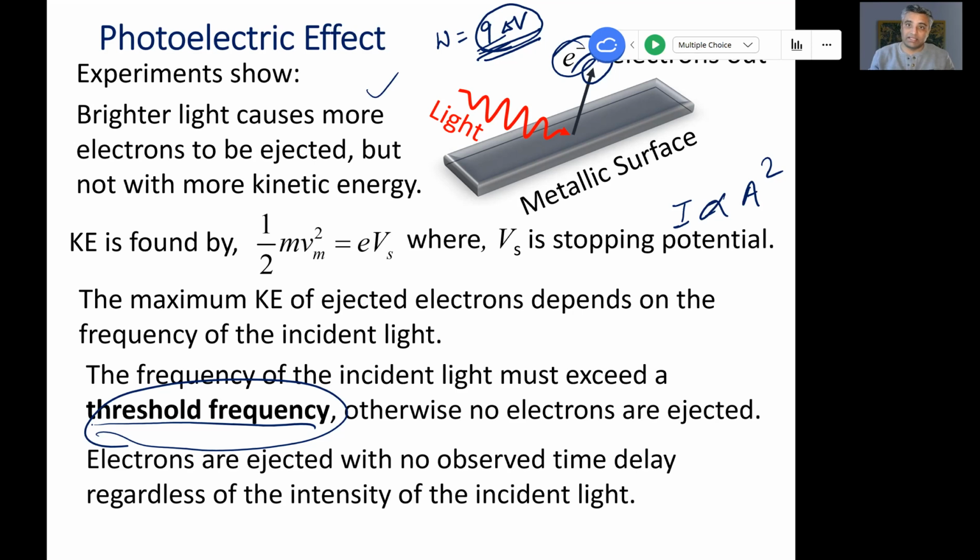But if it has frequency higher than the threshold, what happens is it just comes out. And it does not depend on the intensity. So intensity simply gives you a larger number of the electrons, not faster electrons.